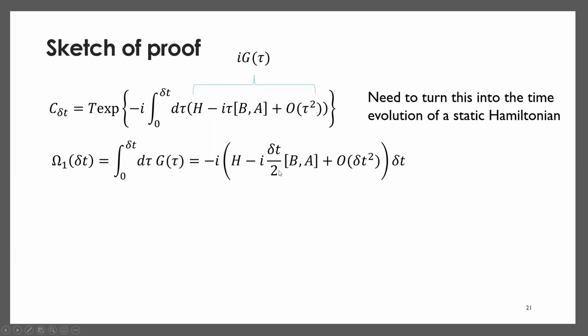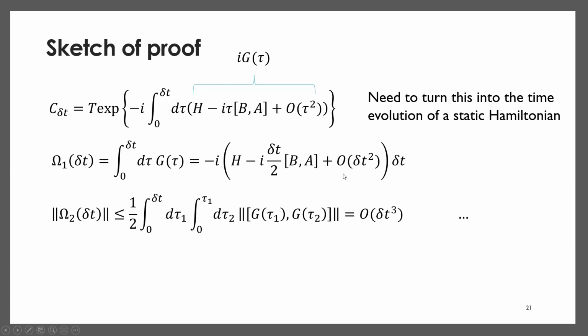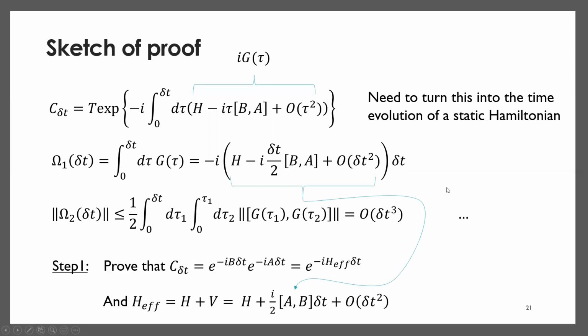But now we have this factor 1/2 in front of the commutator, plus the higher order terms. For the higher order terms, for example, omega 2, we just need an upper bound on its norm. And in particular, we can show that omega 2 is upper bounded by delta T cubed, and similarly, omega 3 is upper bounded by delta T to the power 4, and so on.